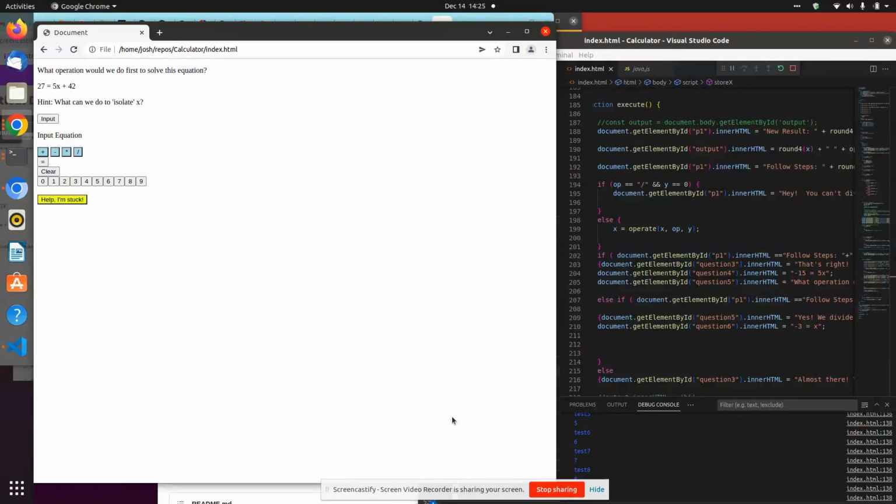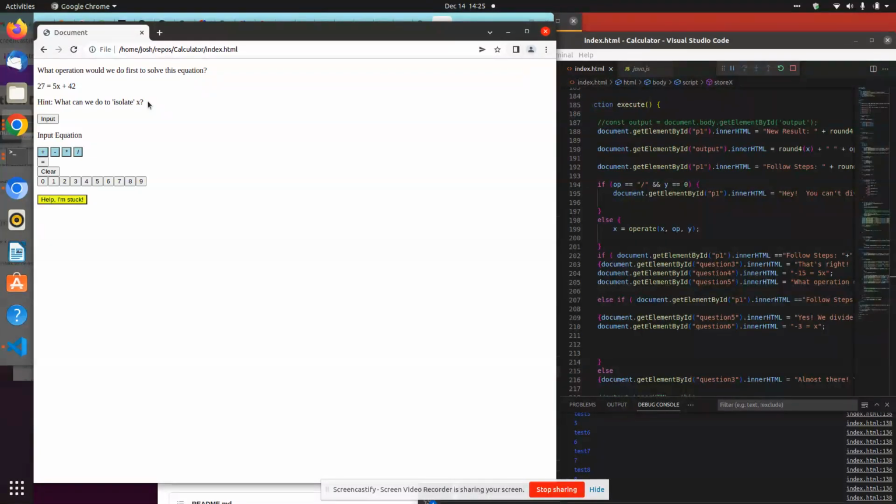Here's a little project I've been working on. On the left is the end product, and the right is a bit of the code for it. It's to help students solve a problem like this: 27 equals 5x plus 42, with the help of a calculator. It gives them some hints, but it doesn't completely give away everything right away.